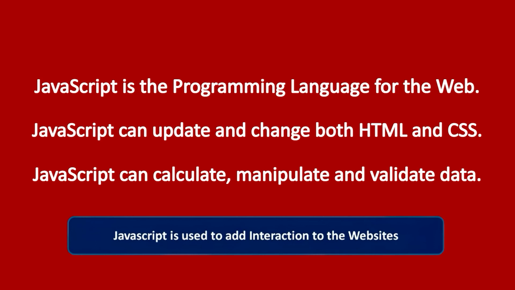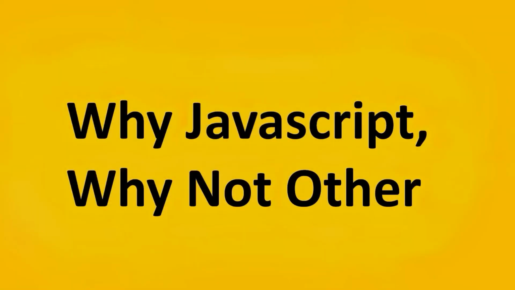Once again, I will tell the JavaScript definition. JavaScript is the object-oriented programming language used for adding interaction to web applications. Now we will discuss the popular and powerful question in web development. Why JavaScript? Why not other? Why do all the developers choose JavaScript as their primary programming language in websites? So we will discuss this question with a real-time example.